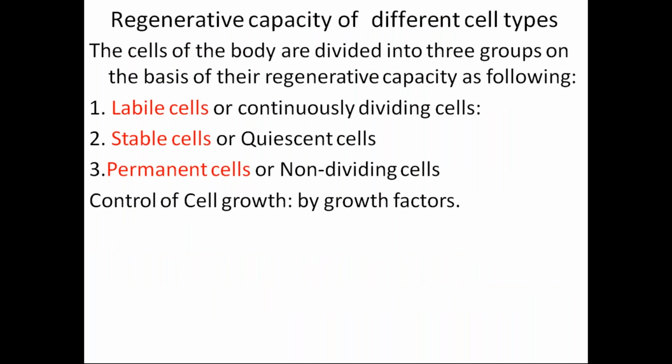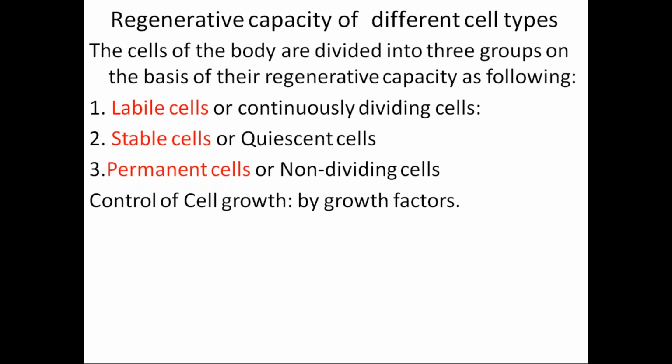Okay, regenerative capacity of different cells. The cells of the body are divided into three groups on the basis of their regenerative capacity as labile cells, stable cells, or permanent cells. These labile cells are continuously dividing cells. Example, epidermal cells of skin or lining epithelia of the various tracts, urogenital, gastrointestinal. Okay, these are the labile cells which are continuously dividing cells.